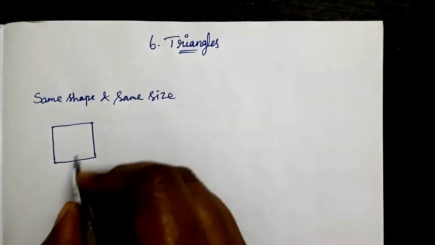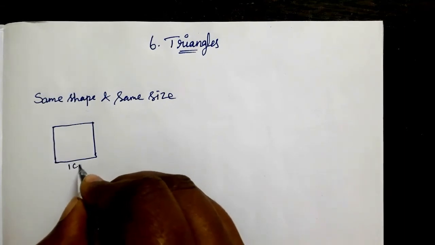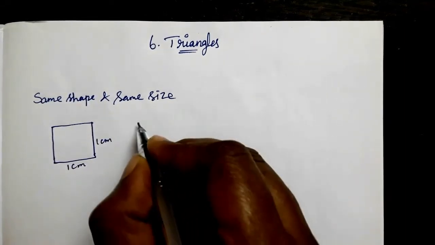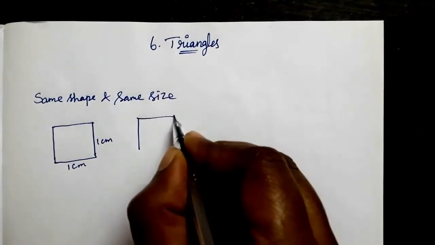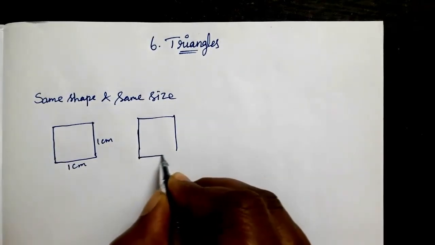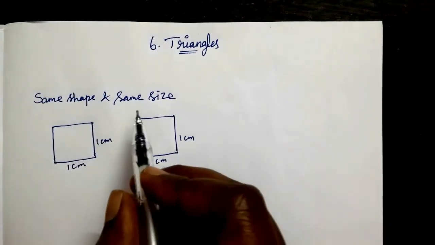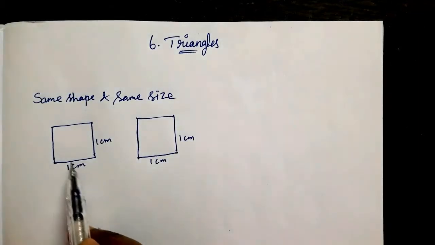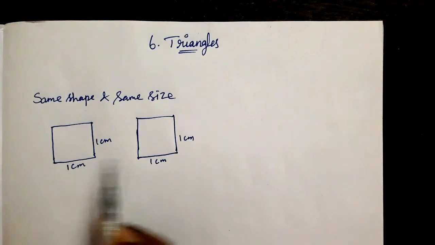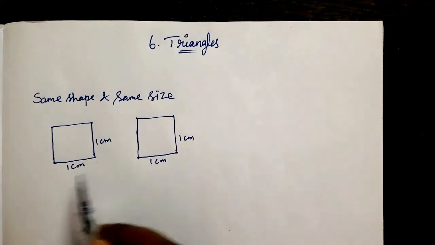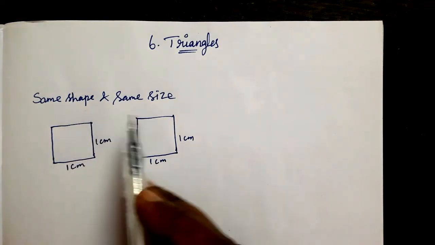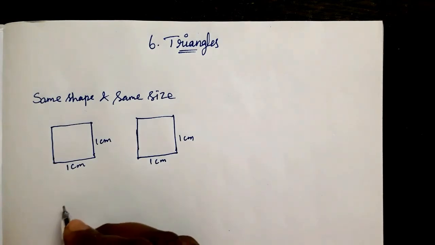Here let us consider a unit square, 1 centimeter for all the four sides. Another one, a unit square, 1 centimeter for all the four sides. This is same shape and same size because here two squares are there, two squares having the same measure. It is the example for same shape and same size. And one more example.